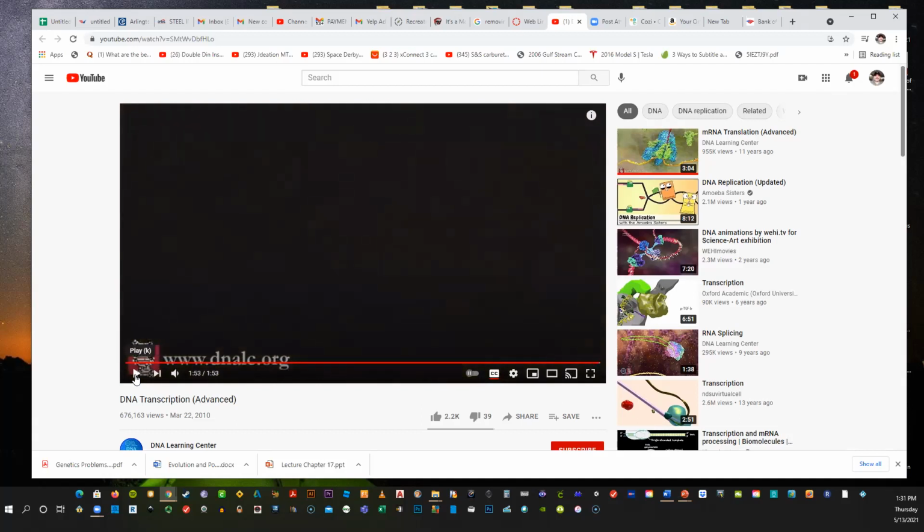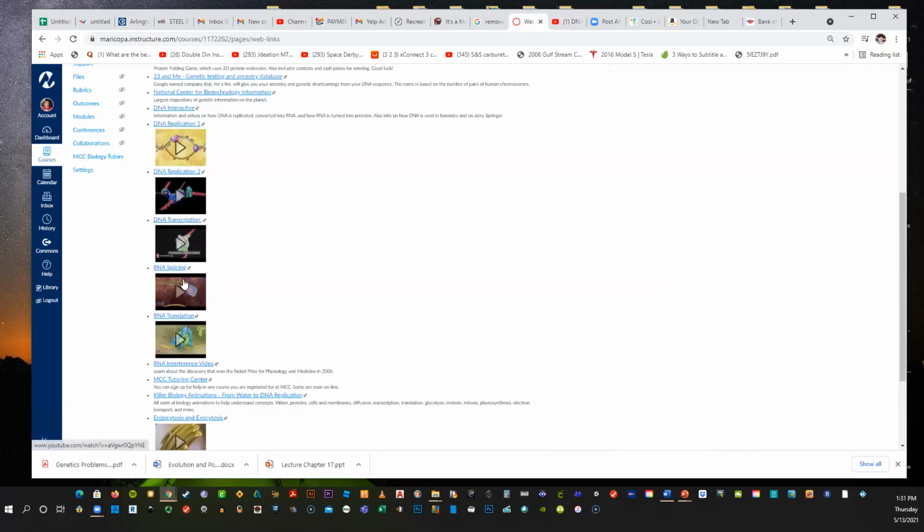So in the end, it hits the terminator and is released. And remember, I told you guys, you have to keep these two piles separate. Transcription is completely different than translation. Initiation, elongation, and termination for transcription are different than for translation. Okay, so I'm going to go back and we'll look at translation.